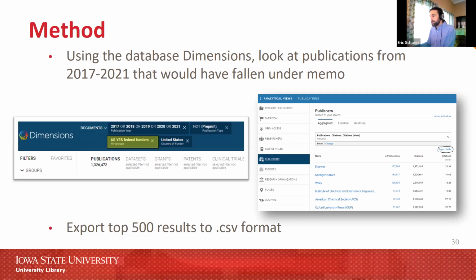So with this search query, the search criteria set up, you can see I returned 1.3 million publications in Dimensions. And another nice thing that I like about Dimensions is it has these things called analytical views that fly out from the right-hand side of your screen. And that's the screenshot on the right-hand side of this slide. So I'm looking at the publishers facet within the analytical views.